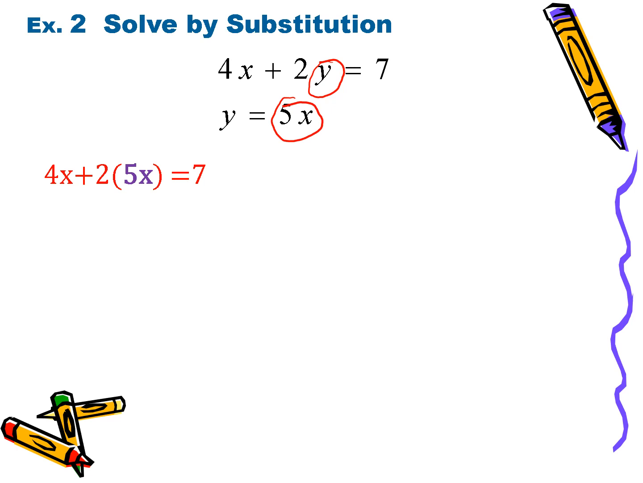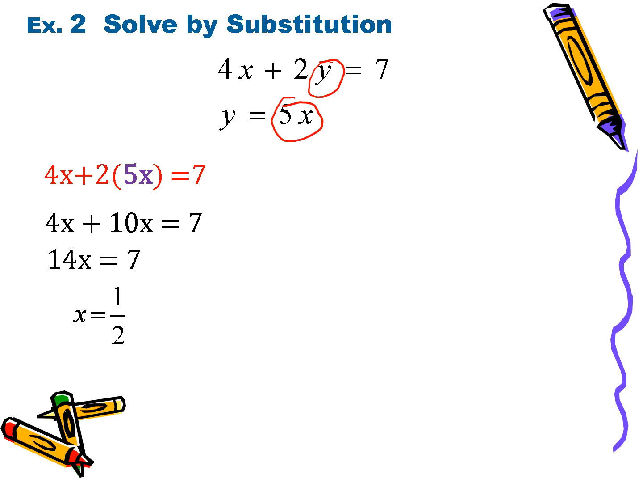Well, 2 times 5x is 10x. And now I combine like terms. 14x equals 7. I divide by 14, and that becomes 1/2. Well, now that I've got x, I need to find y. It really does not matter which equation you pick to plug back into. You could take x equals 1/2 and plug it back into the top equation and solve for y.